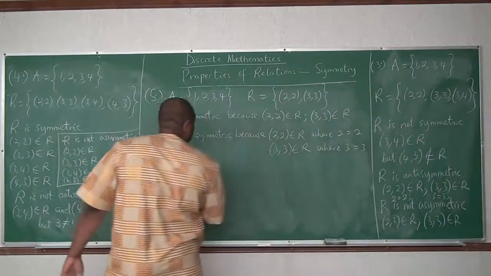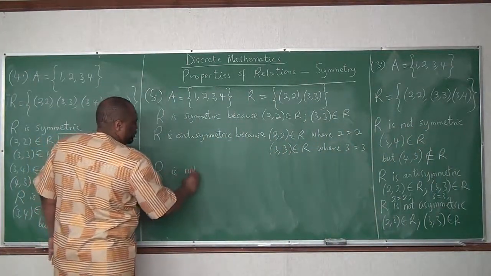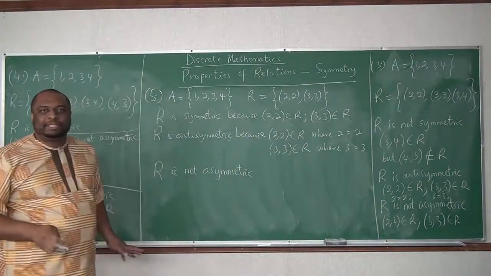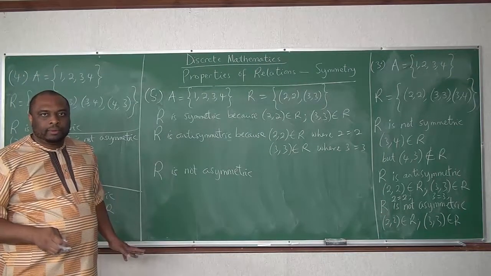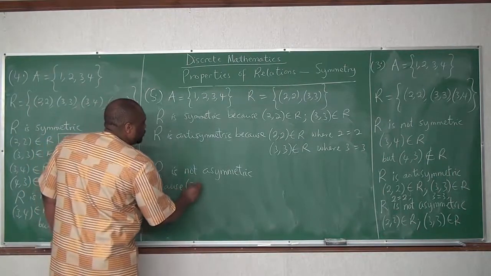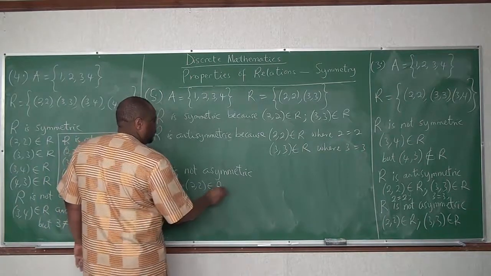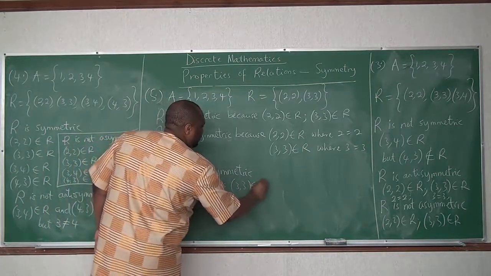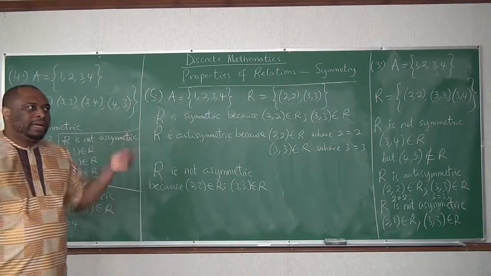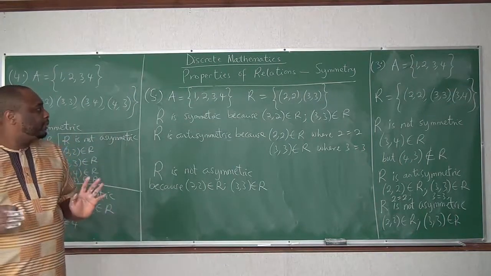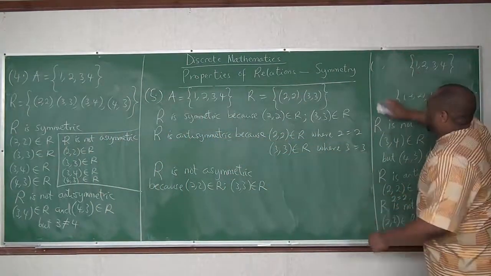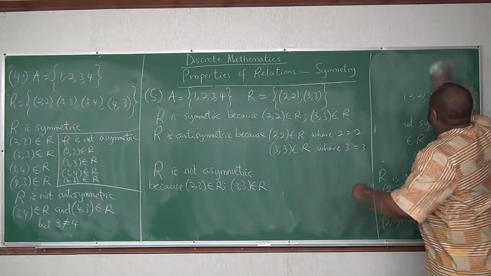R is not asymmetric. Why? Because (2, 2) is an element of R, (3, 3) is an element of R. So it is not asymmetric. Asymmetric means you can't have that, it's a contradiction. Okay? Another example, example 6. Like I said, let's do a lot of examples and it will make sense to you.